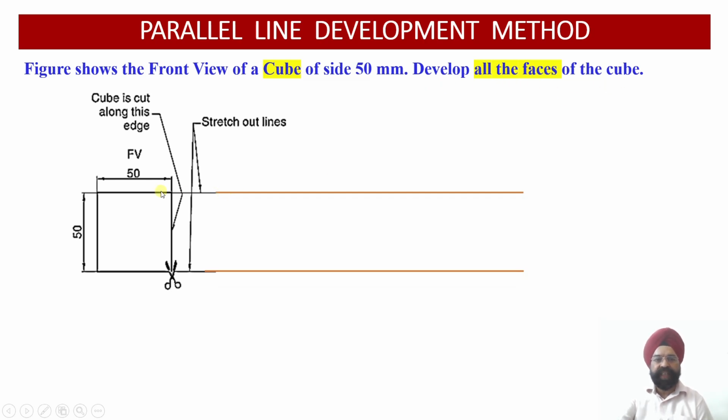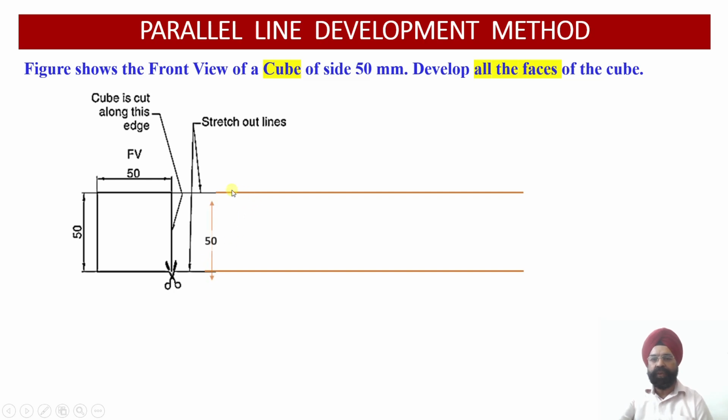So just as we had discussed, these are the two end faces of the cube. This is the bottom or the base of the cube. This is the top face of the cube. From the two ends, we are going to draw these stretch lines. You see, these are the stretch lines, drawn starting from the two ends of the solid. And we know the edge is equal to 50 millimeter.